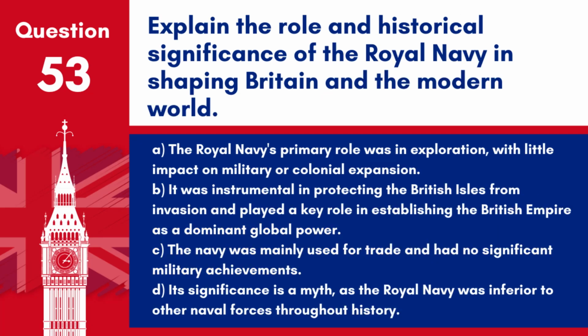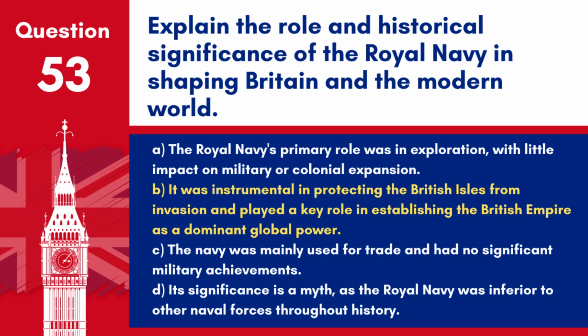Question 53. Explain the role and historical significance of the Royal Navy in shaping Britain and the modern world. A. The Royal Navy's primary role was in exploration, with little impact on military or colonial expansion. B. It was instrumental in protecting the British Isles from invasion and played a key role in establishing the British Empire as a dominant global power. C. The Navy was mainly used for trade and had no significant military achievements. D. Its significance is a myth, as the Royal Navy was inferior to other naval forces throughout history.